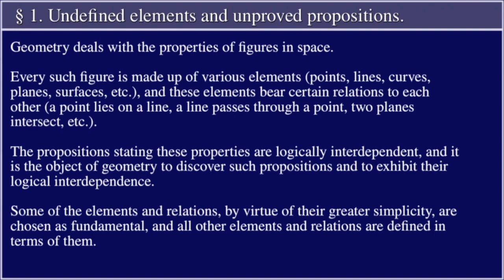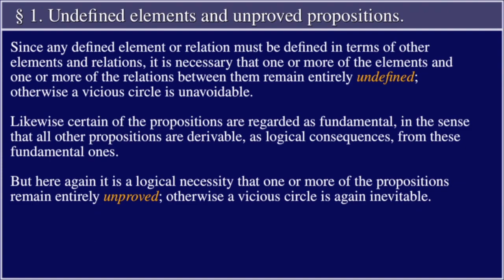Some of the elements and relations, by virtue of their greater simplicity, are chosen as fundamental, and all other elements and relations are defined in terms of them. Since any defined element or relation must be defined in terms of other elements and relations, it is necessary that one or more of the elements and one or more of the relations between them remain entirely undefined. Otherwise, a vicious circle is unavoidable.